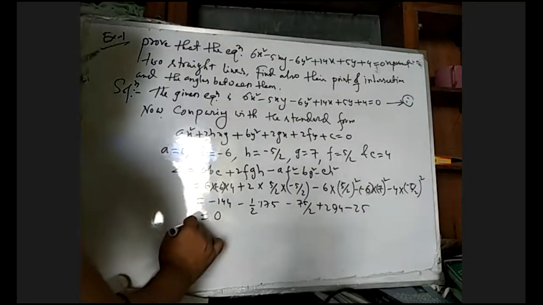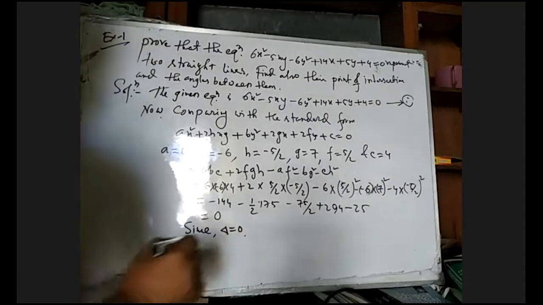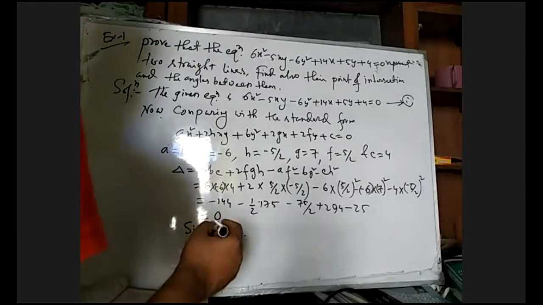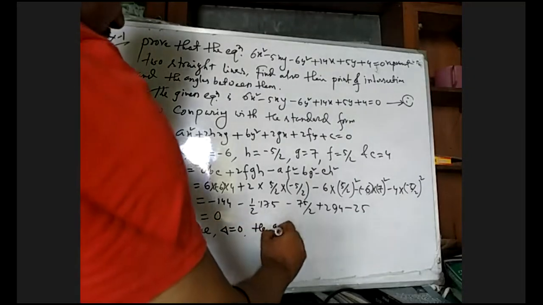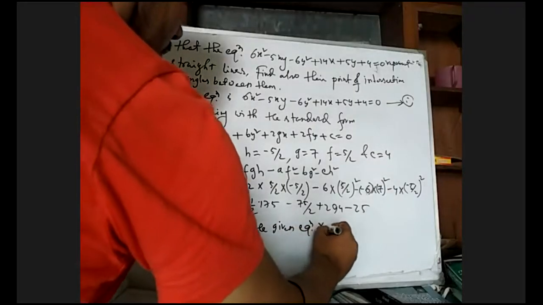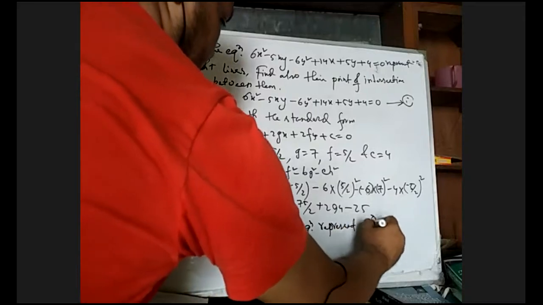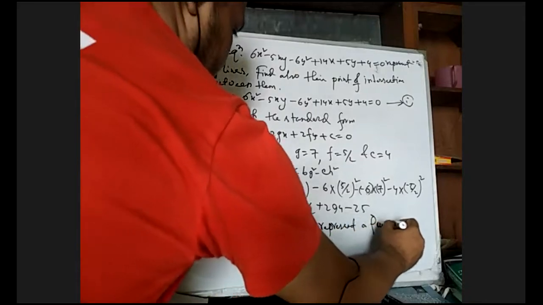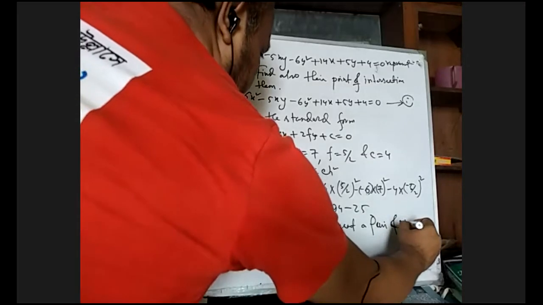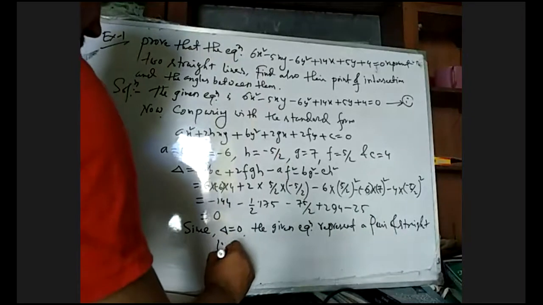Now, the point of intersection. Since del equals to 0, the given equation represents a pair of straight lines. The given equation represents a pair of straight lines, okay.